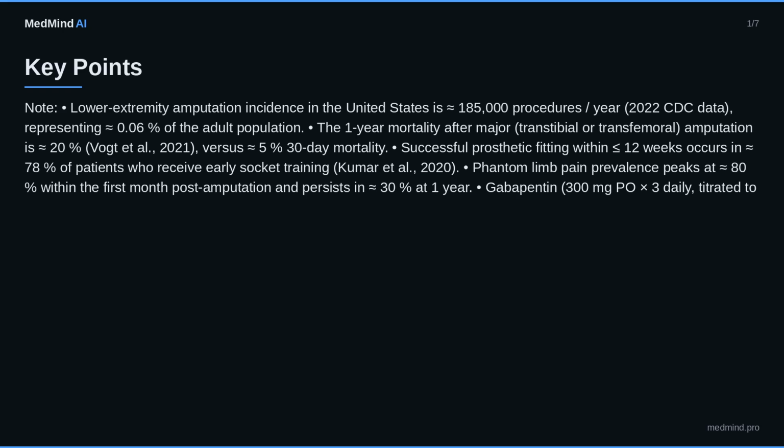NICE Guideline NG31, 2021, recommends initiating gait training at less than or equal to 2 weeks post-op with progressive weight bearing, 20% at week 2, 50% at week 4, and full weight bearing by week 8. AHA/ACC 2023 PAD guideline advises low-dose aspirin 81 mg PO daily, or clopidogrel 75 mg PO daily, for all patients undergoing lower extremity amputation to reduce cardiovascular events, HR 0.78.